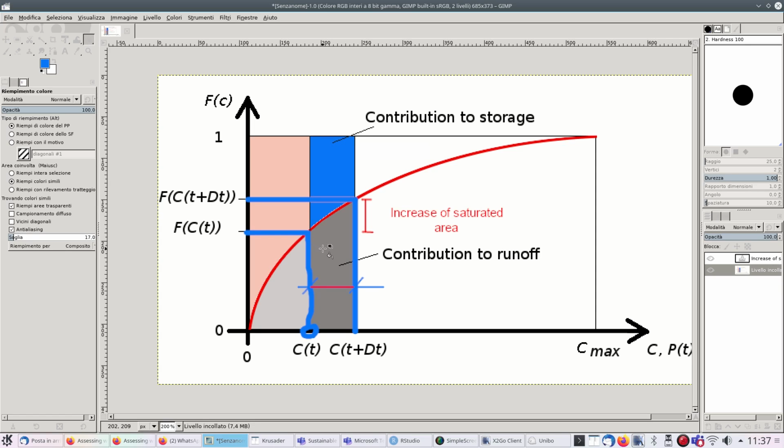Now, let's look at the gray area. Let's assimilate it to a rectangle because it's an infinitesimal increase of time. The gray area is the increase of rainfall from T to T plus dt times the saturated area. So this is rainfall that fell over an area that is already saturated. So it's a contribution to runoff. And the blue area is the complement. It's rainfall which fell over the unsaturated catchment and therefore is a contribution to storage.